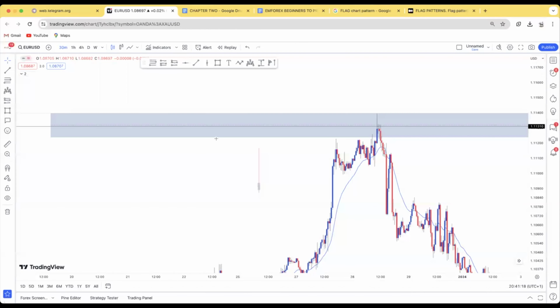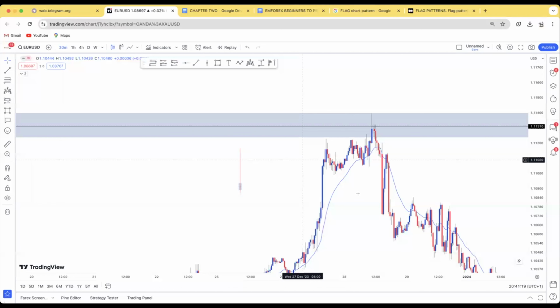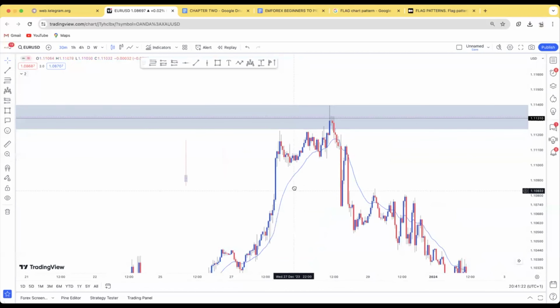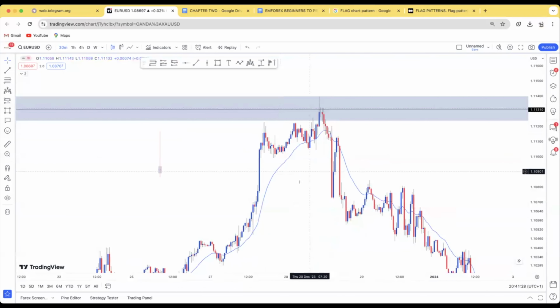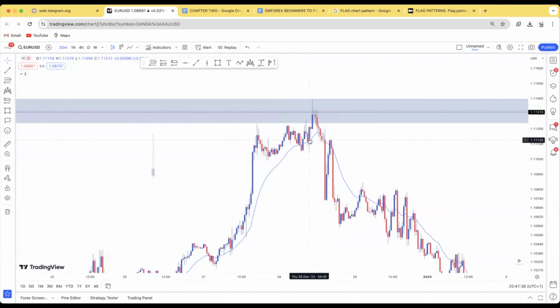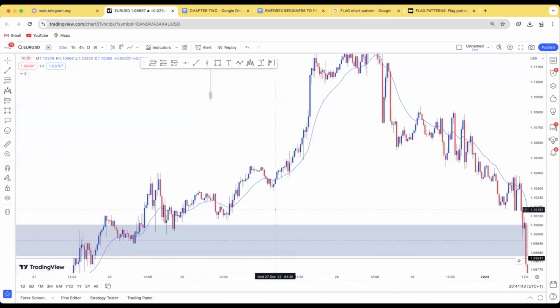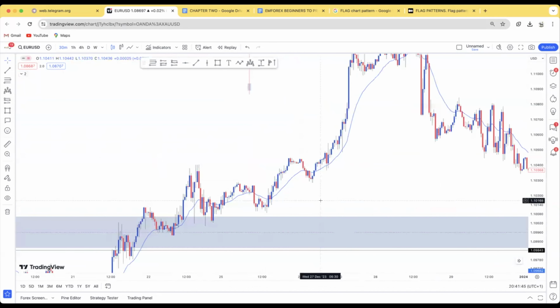So let's see what we have here. They said we need to have what? A strong bullish candle, just like here. We had a strong bullish candle, and then we had this nested inside the bullish candle. You can see this was more like a fake out to the highs, and then price delivered to the downside. Let's look for another one without fake outs.